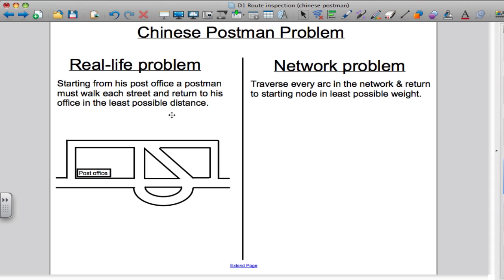So he's got to start at the post office, walk along every single arc or every street, return to the post office, and do it in the smallest possible distance. If I translate that into a network problem, let me just show you what the graph or the network would look like. His post office was here, this point here.